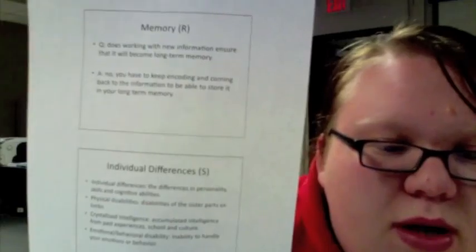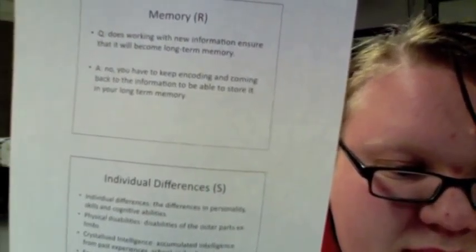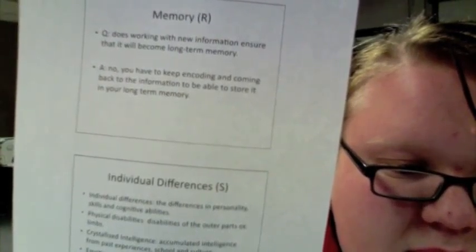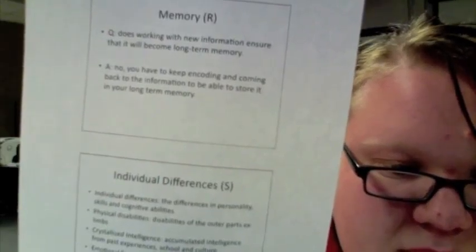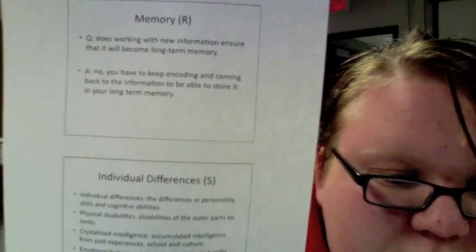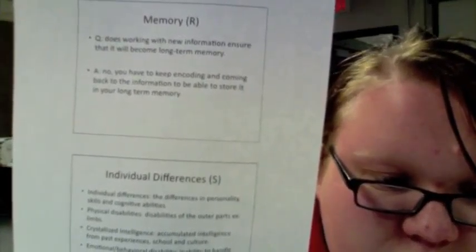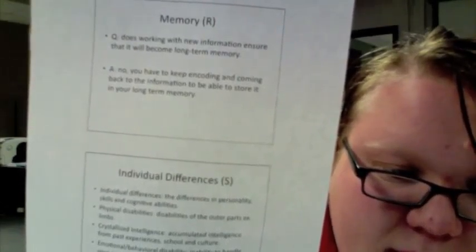Finally, I will talk to you about individual differences. Individual differences are the differences in personality, skills, and cognitive abilities. Physical disabilities are disabilities of the outer parts, for example limbs. Crystallized intelligence is accumulated intelligence from past experiences, school, and culture. And finally, emotional/behavioral disabilities are inabilities to handle your emotions or behaviors.